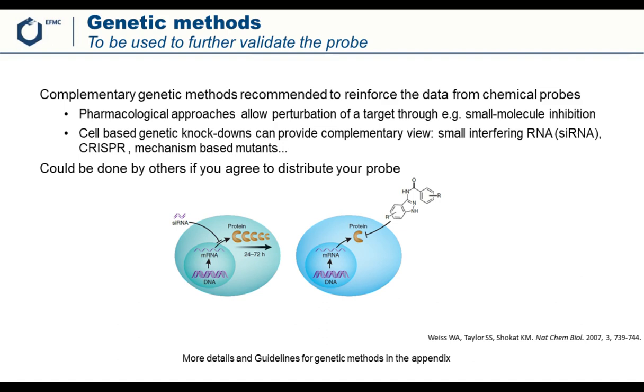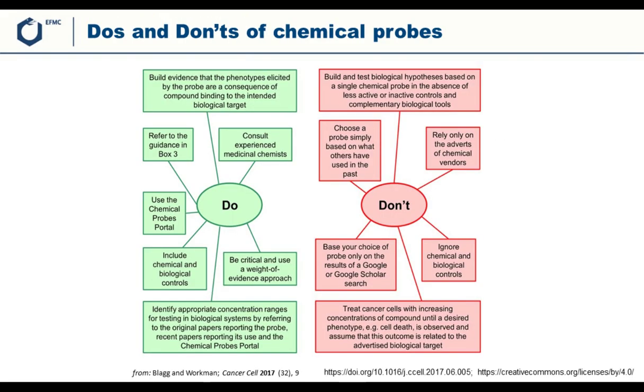Now, if the two types of experiments have the same effect in the functional readout, this can be a very strong piece of evidence that this is linked to the function of the protein you're studying. Now, of course, not everybody can do genetic validation, and again, this speaks towards distributing your probe, because if you do, other people may do that for you. We've added additional guidelines and details on genetic methods in the appendix of this slide deck.